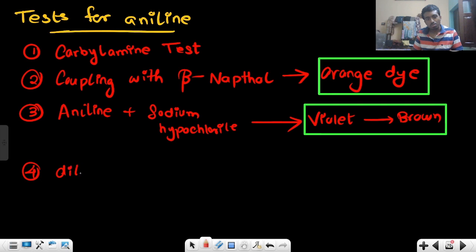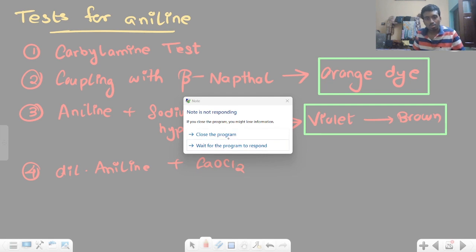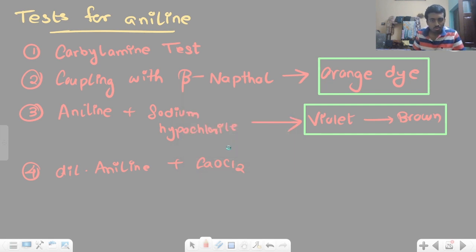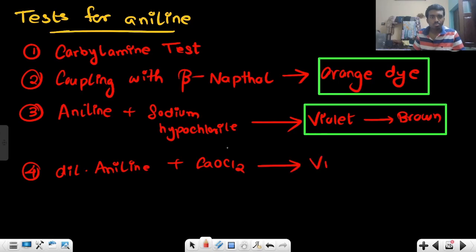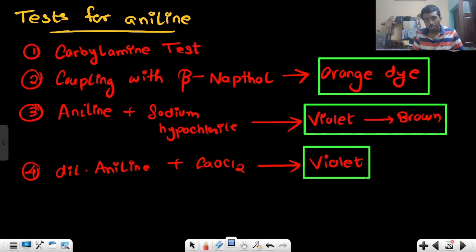Second, a very dilute solution of aniline. If you use it along with CaOCl2, that is called bleaching powder, then you will get a violet color. But don't disturb that violet color. If you disturb it, it will go. So if there is a dilute aniline solution and you are treating it with bleaching powder, you will get a violet color, but that violet color won't stay for long. That means if you shake it, the violet color will disappear.